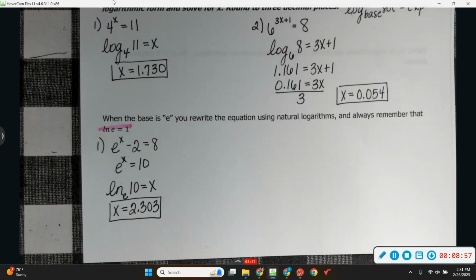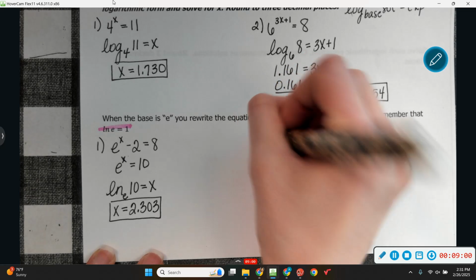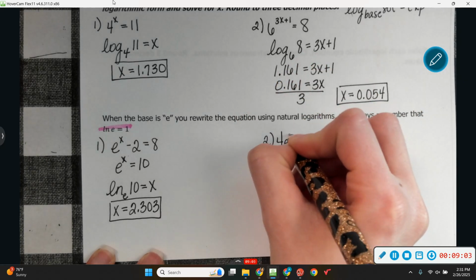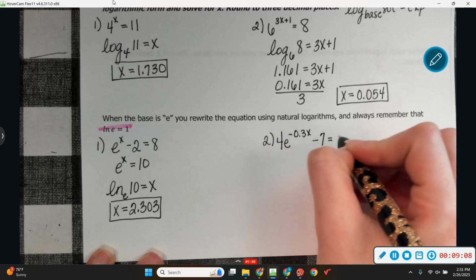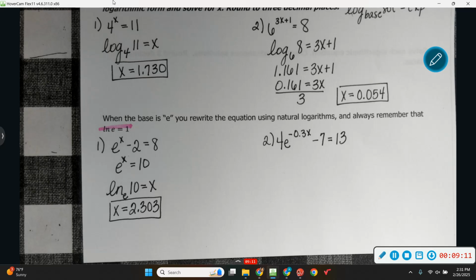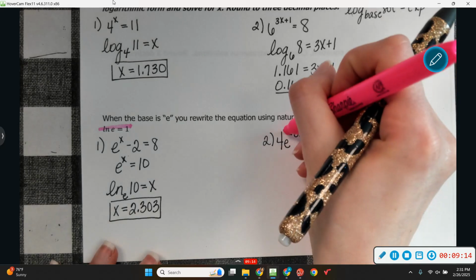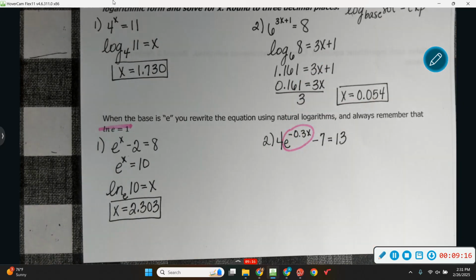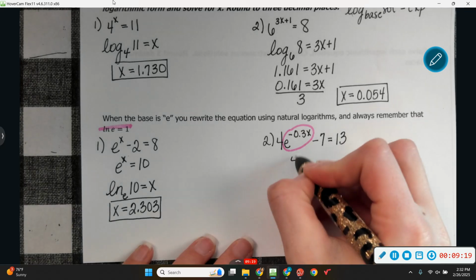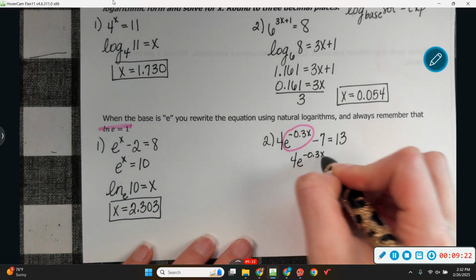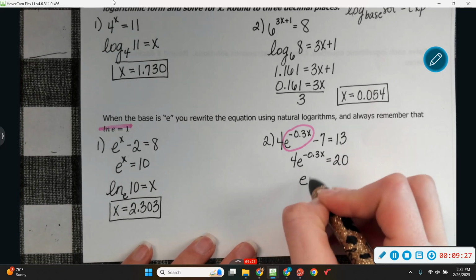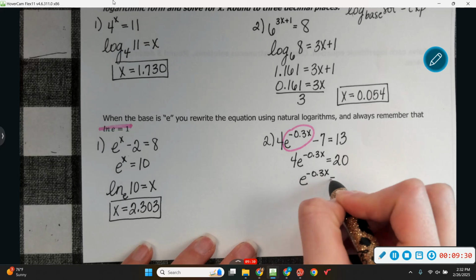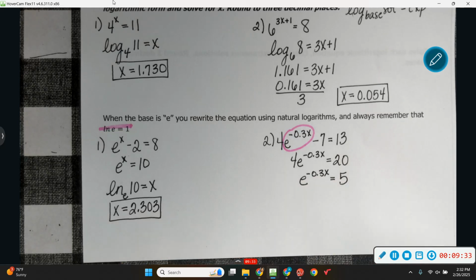Okay. And then our second example is if we have 4e to the negative 0.3x minus 7 equals 13. Again, your goal is to get whatever is being raised to the exponent by itself. So I want that by itself. So I would add 7 first, so 4e to the negative 0.3x equals 20. Divide by 4. E to the negative 0.3x, 20 divided by 4 is 5. Now the base is by itself, and you can rewrite it.